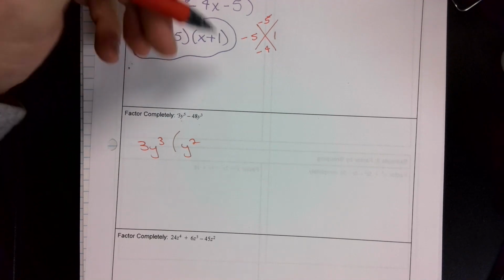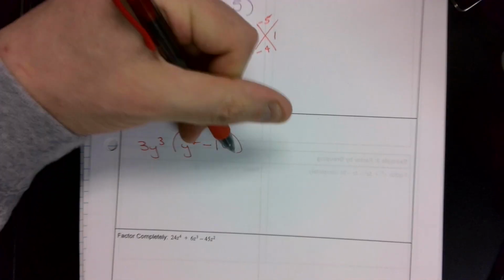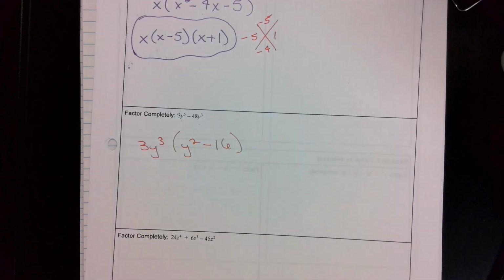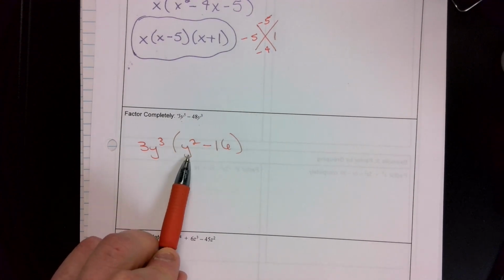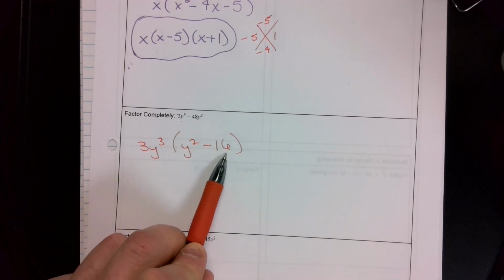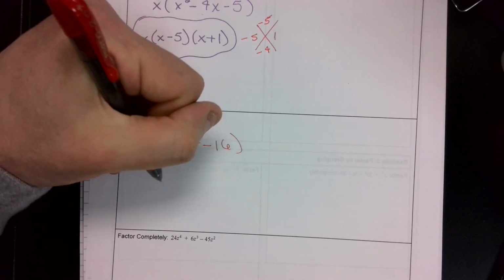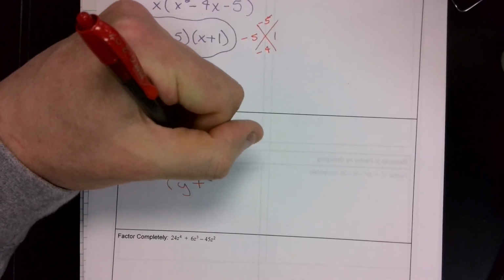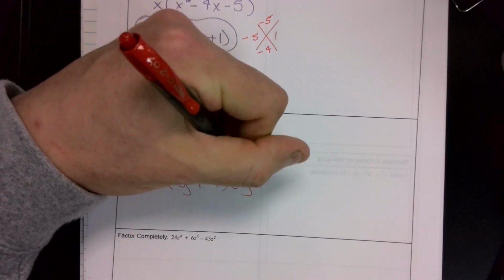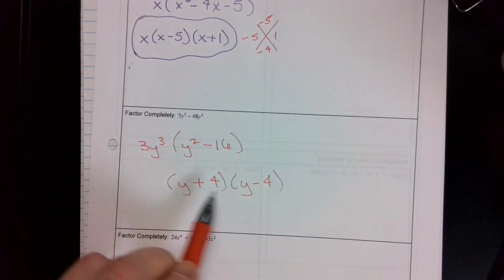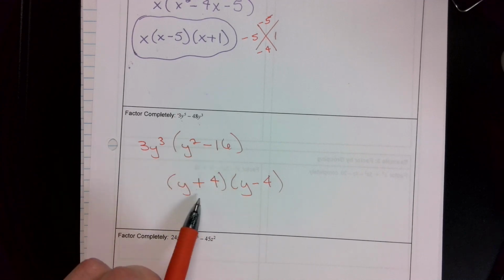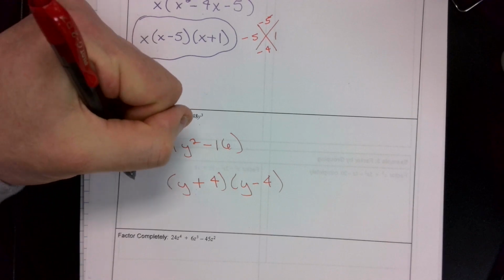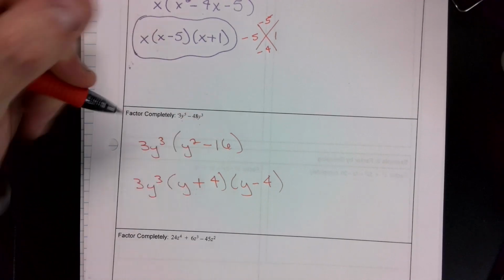Minus 16. Okay. This is an example of difference of two squares. And if you look at the sheet for difference of two squares, we have to work with this right here, and we square root this, which is y, and we square root the 16, which is 4. And so, y plus 4 and y minus 4. Because remember, it's a plus and a minus. So you take the square root of that, plus and minus. So y plus 4, y minus 4. Don't forget to bring down your greatest common factor. And that one's factored. Yay.